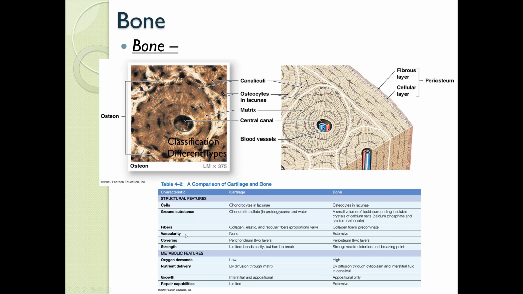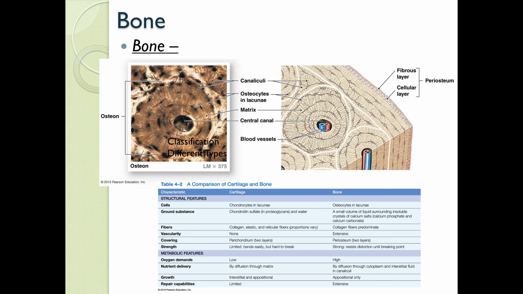As far as vascularity, that means blood vessels. There are none in cartilage, and there is an extensive amount in bone. The covering in cartilage is the perichondrium. The covering in bone is the periosteum. Both of these are made of dense, irregular connective tissue. Cartilage has limited strength, but it can be very flexible. So it bends easy and is hard to break. So limited strength, but high flexibility.